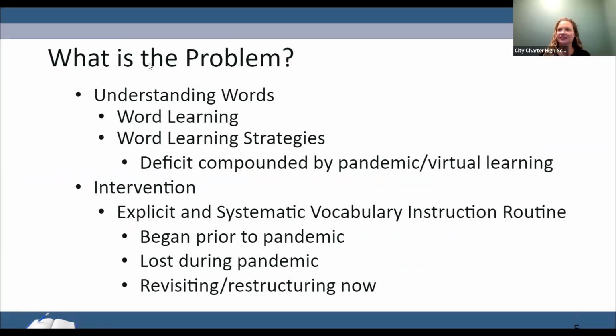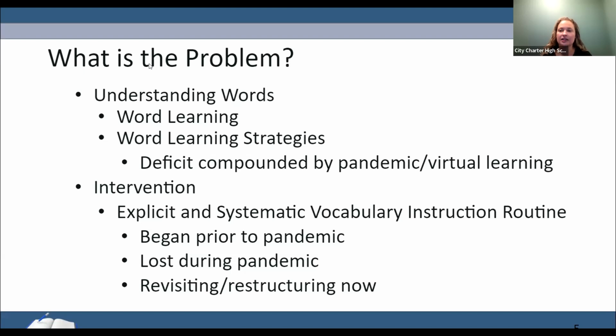Okay, so we identified one of our problems as underneath the understanding words category, specifically word learning and word learning strategies. And we know that this is a deficit that was compounded by the pandemic and virtual learning, especially for our incoming students, because since we are a charter high school, we get students from many different districts and many different educational experiences. And so we sort of have to get them all on the same page once they get here, which can be complex.